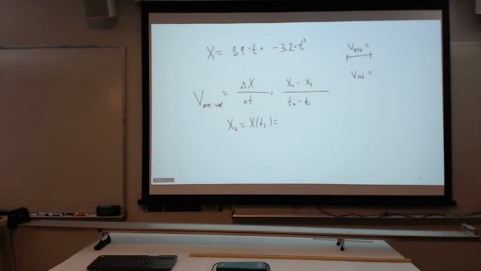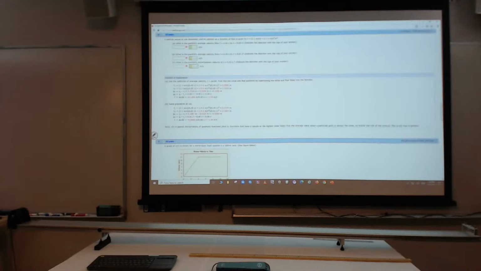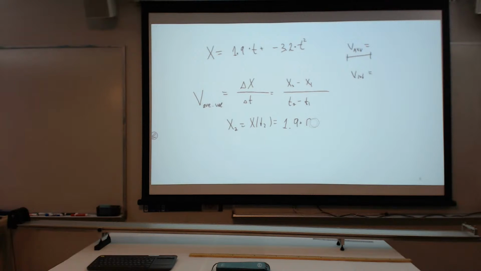Final would be calculated by plugging in 0.55 seconds into the equation. Exactly. 0.55. You don't have to write plus and minus, right? Just minus 3.2, 0.55 squared. That's going to be your x2. And how do you calculate x1? By plugging in 0.45. Exactly. You're replacing time with its actual value.